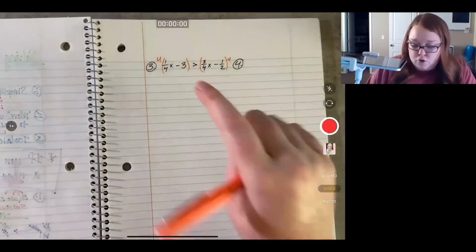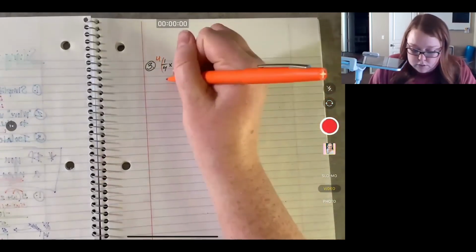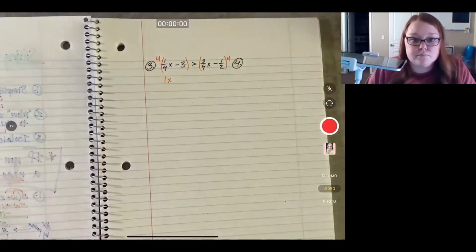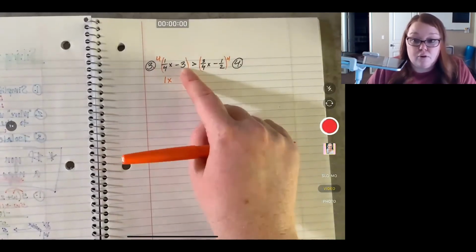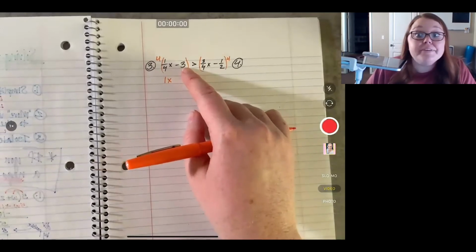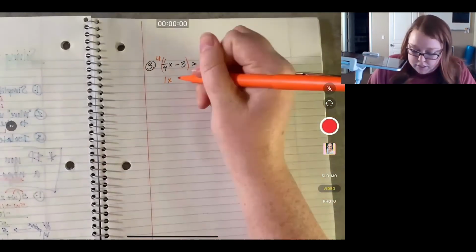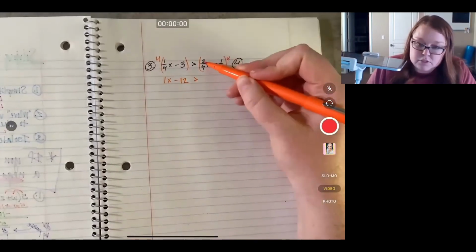4 times 1 is 4. 4 divided by 4 is 1, so that results in 1x. 4 also has to get multiplied by the -3, although a few of you still think that because it's a whole number, you don't. You do. You have to. 4 times -3 is -12.